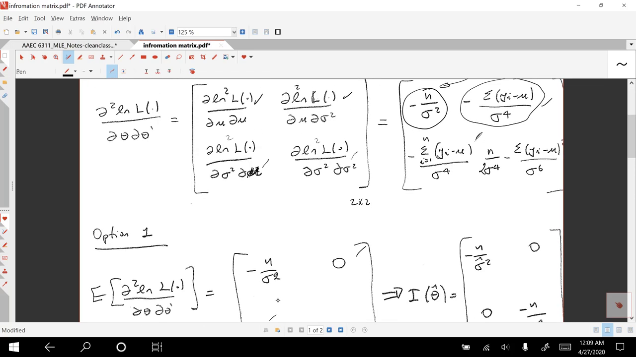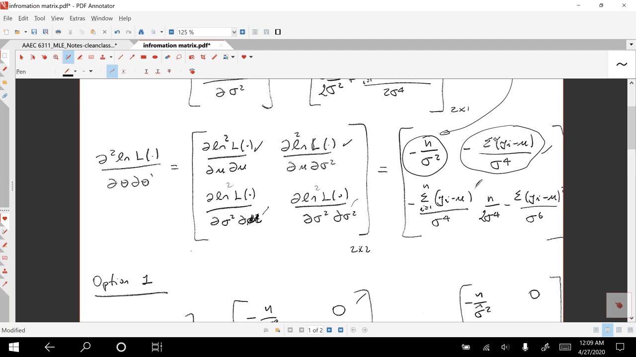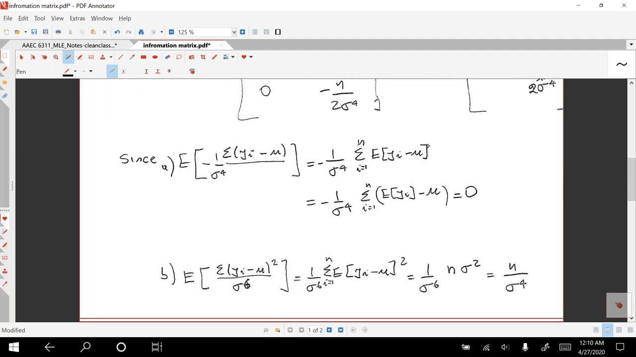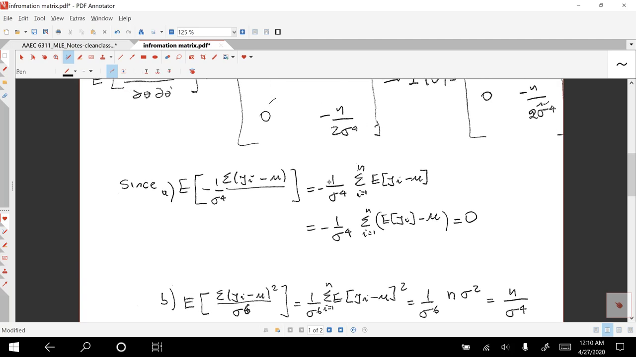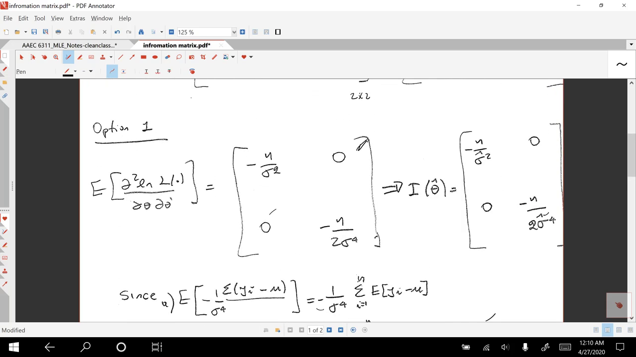Okay, so let me see how that works. Let's take this term here on the top: minus the sum of yi minus mu divided by sigma squared, and let's take the expected value of that one. So remember expectations: the expected value of a sum is equal to the sum of the expectations. So it's going to be 1 over sigma to the 4. These are parameters, so you can take them out. And then the sum of the expected values of that sum. In each individual term, it's the expected value of yi minus mu. Remember that the average of yi is mu. So basically, the sum of these differences is equal to zero. And that's kind of why this term came out to be zero.